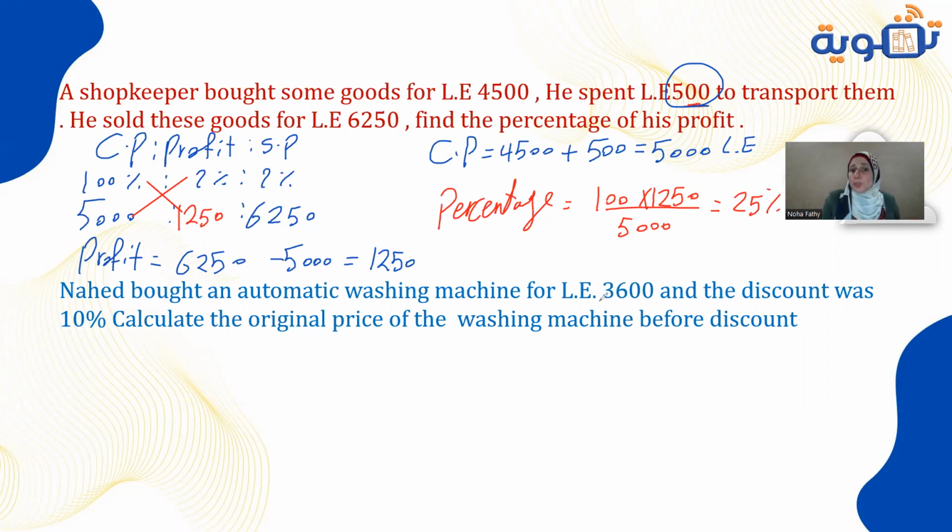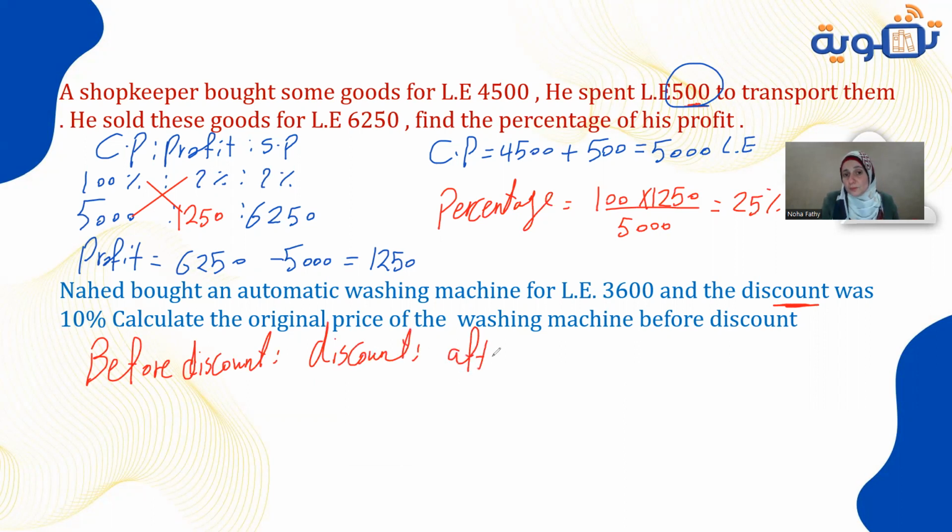Nahid bought an automatic washing machine for 3,600. The discount was 10%. Calculate the original price of the washing machine before discount. So I will write before discount, to discount, to after discount. Then before discount, like cost price, is always 100%. The percentage of discount is 10%. So the percentage after discount is 90%.